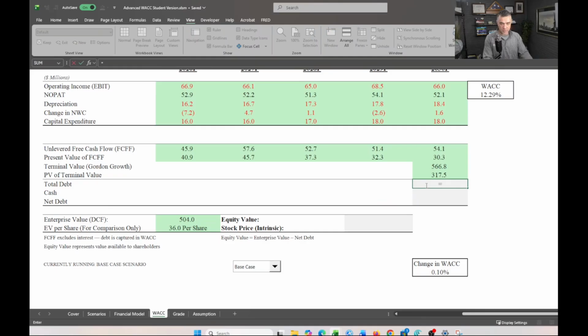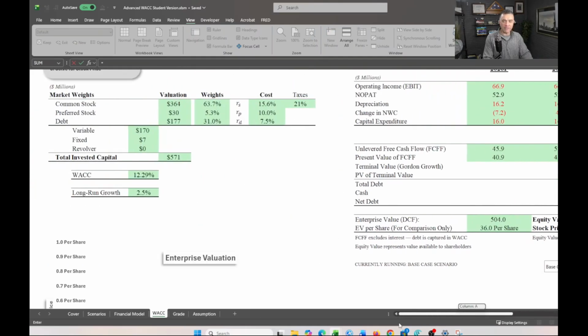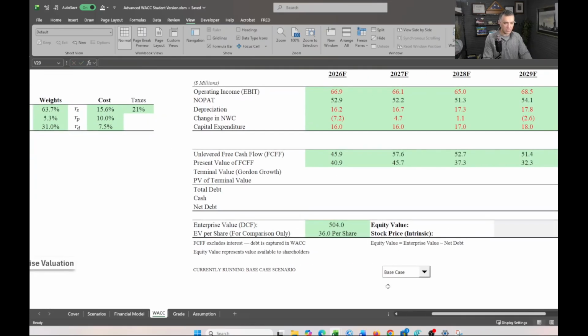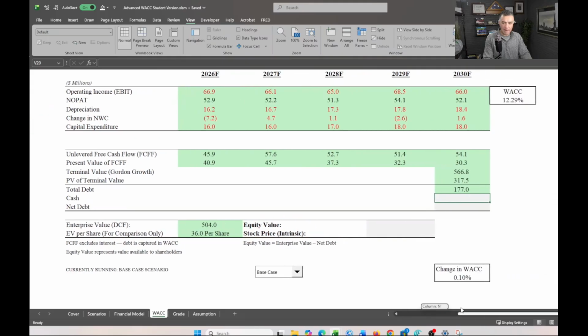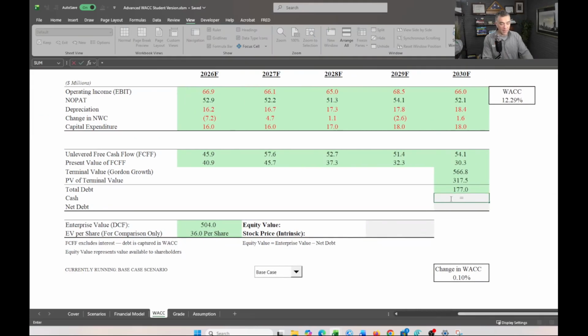So we're going to go equals. All right, total debt. Where's total debt found? We already calculated it. 177 million. So let's link it over here. Next, we want to know, how much cash do we have? I'm going to go equals.